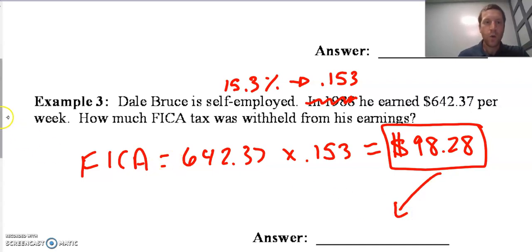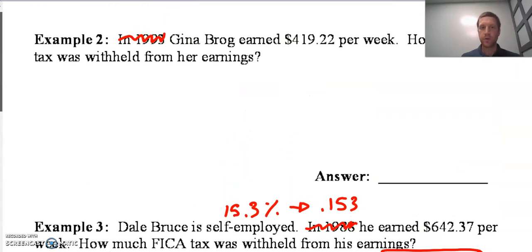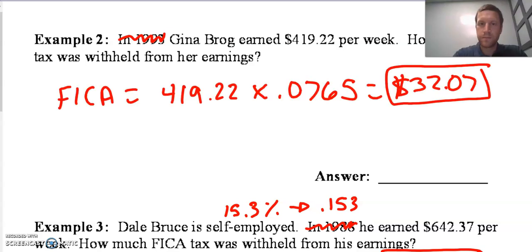All right, so why don't you guys go ahead and try example 2, and I'll have the answer put up here, so go ahead and pause it. And through the power of technology, magic, there you go. I got 32.07, so $32.07.